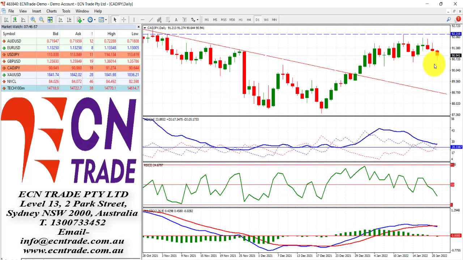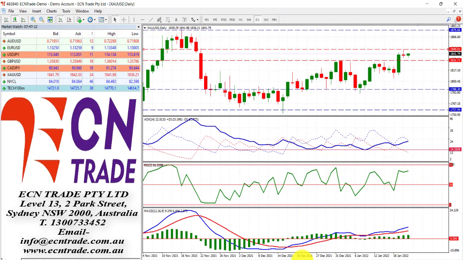CADJPY still remains negative and still holding its course to the downside, somewhere around the low 90 region or maybe around 89.60. In light of this pattern, the rounding top is forming somewhat of a bearish case with the technicals and therefore should eventually see a further slide.